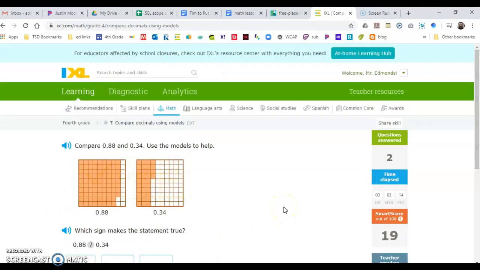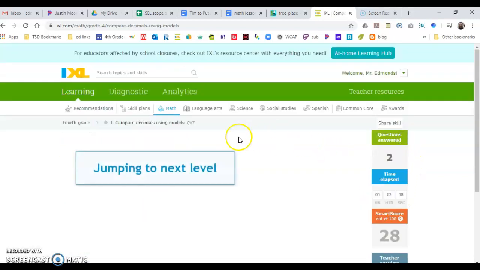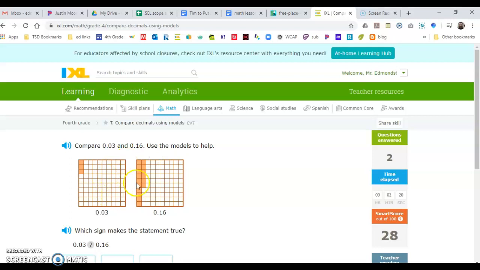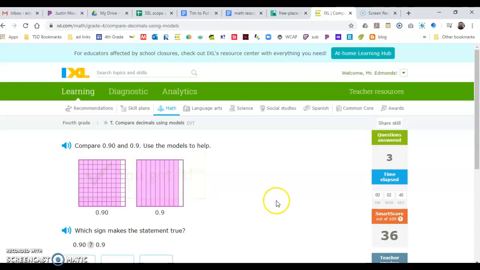Here we have hundredths and hundredths. I'm going to skip ahead a few levels, kids, so you can practice those levels. This is where I wanted to get to, when we have something like a single set of hundredths. So here's 3 hundredths, and here's 16 hundredths. Looking at the models, we can clearly see the 16 hundredths is more than the 3 hundredths. Okay? So put in the correct symbol, which is less than, and move on.